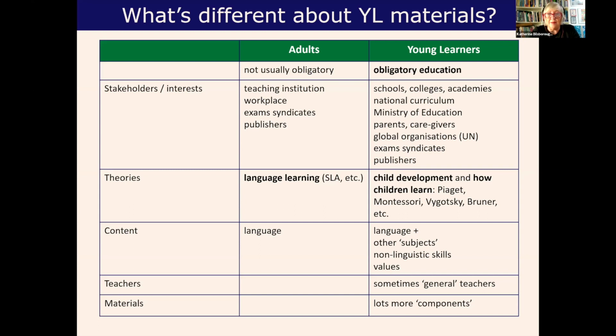But for children, we might be teaching language. Well, we will be teaching language, but there might be other things as well. So there might be other subjects. So I'm not just talking about CLIL, content and language integrated learning. I'm also talking about sometimes just cross-curricular content that goes into the scope and sequence when we're designing a curriculum. And then there are non-linguistic skills that we have to include in our materials because children learn these skills and develop these skills at school.